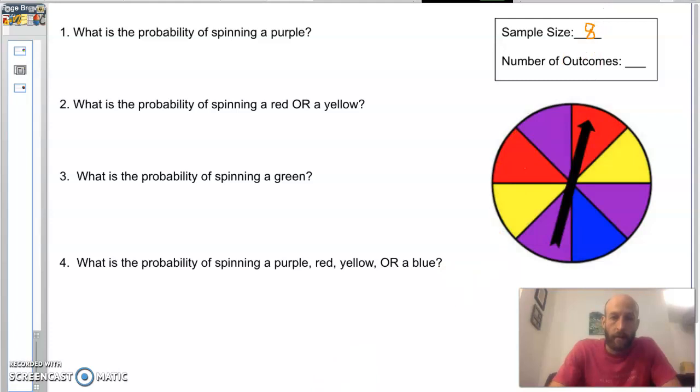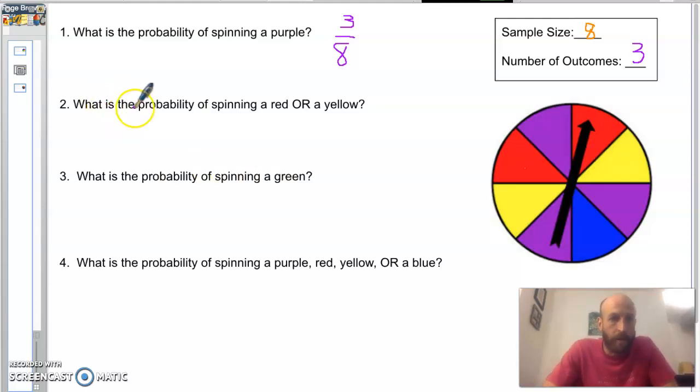So I'm going to count how many purples there are on the spinner. So I see 1, 2, 3 purples. So that means there are 3 different outcomes that would give me a purple out of 8 total outcomes. So that means my probability is 3 out of 8. So if I spun the spinner 8 times, I could expect to get a purple 3 of those times.